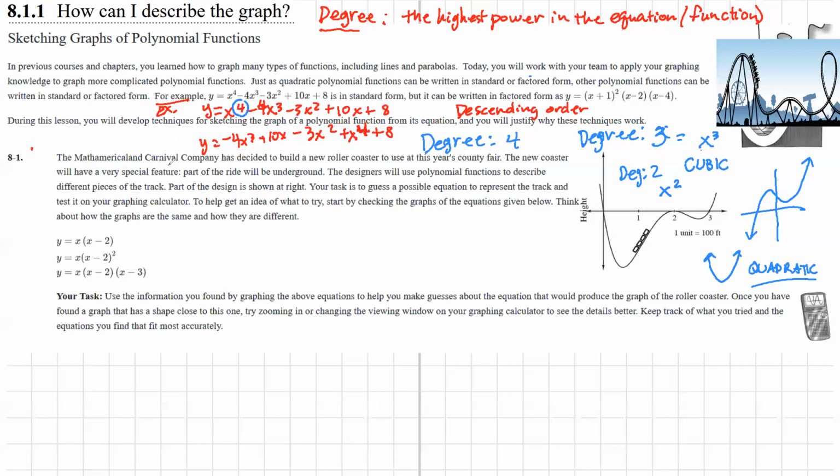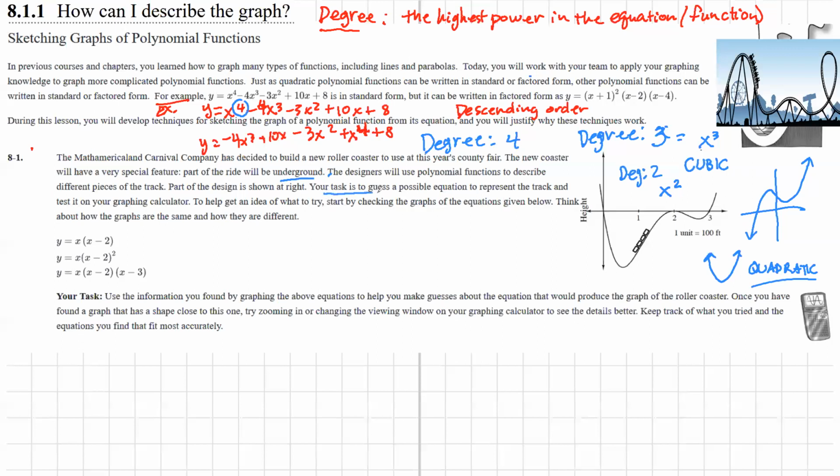The Mathematicland Carnival Company has decided to build a new roller coaster to use at this year's county fair. The new coaster will have a very special feature. Part of the ride will be underground. The designers will use polynomial functions to describe different pieces of the track. Part of the design is shown at the right. So it goes down, up, like that, okay?